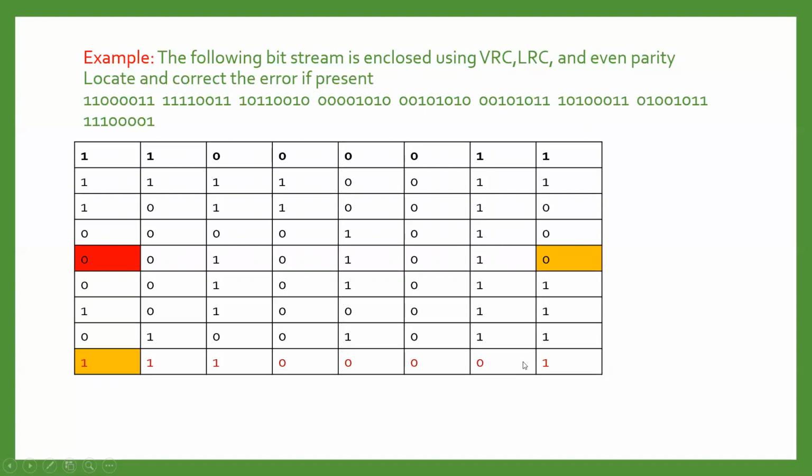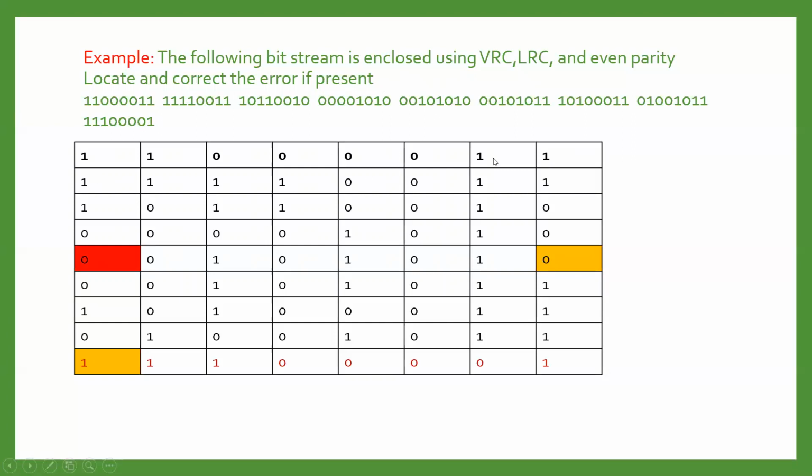Now what we have to do, we will just ignore this last column. As a receiver, we will ignore the last column and the last row for now. For the remaining original data only, we will calculate VRC and LRC again as a receiver. Now, after calculating, we will check whether this received LRC and VRC is correct or not. Okay. So let us check. First of all, we will check for VRC.